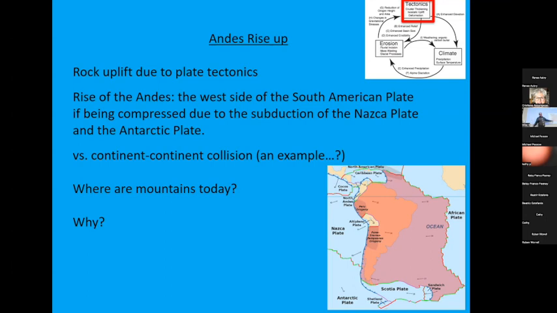It causes compression on the west side of South America. And just similar to when continents collide, mountains go up, whether it's the Appalachians 500 to 200 million years ago, or the Andes now, or the Himalayas. This is a classic example of oceanic crust being subducted under continental crust, just like Alaska or parts of the west coast of the US, places like Washington, Oregon. And so you have mountains fringing the west side of the continent.